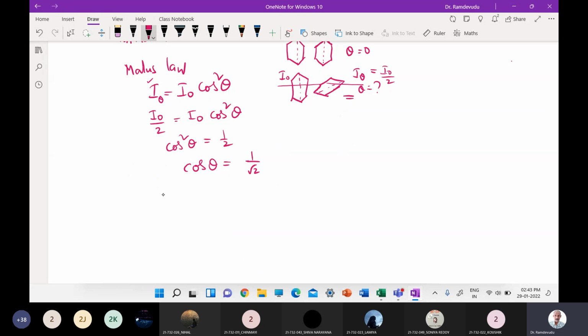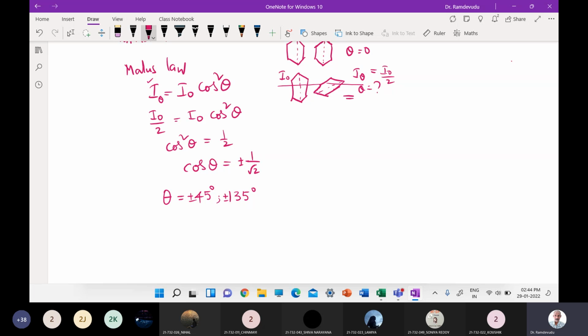What is the angle theta? 45 degrees. But it's cos square, so I'll get plus or minus. Therefore, I'll get 45 degrees. I can turn it. Otherwise, if you turn 90 degrees and then 45 degrees, it may be 135 degrees also. So not just 45 degrees. You can turn 45 degrees also, 135 degrees also. So theta value will be 45 degrees either side, plus or minus, or 135 degrees plus or minus. So we have the values. That is the theory value.